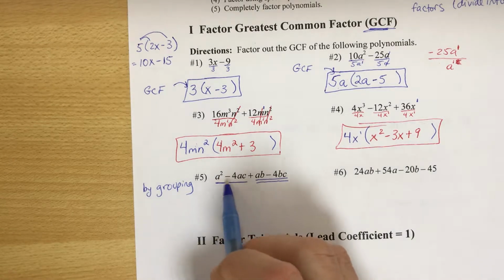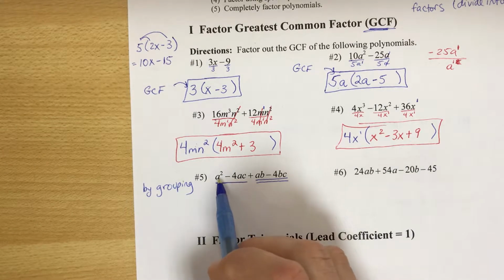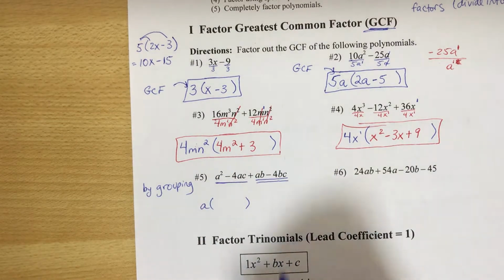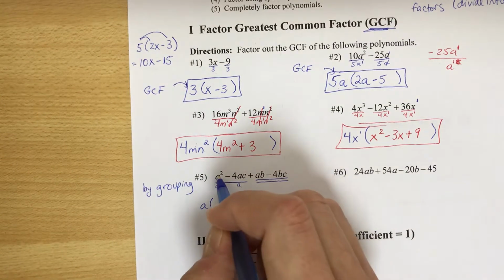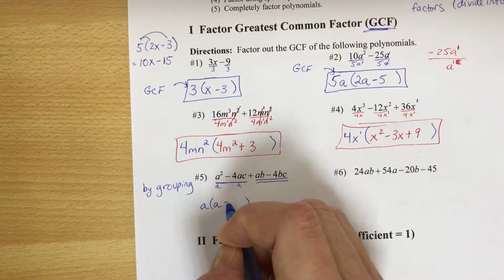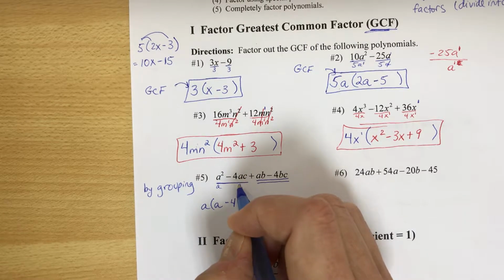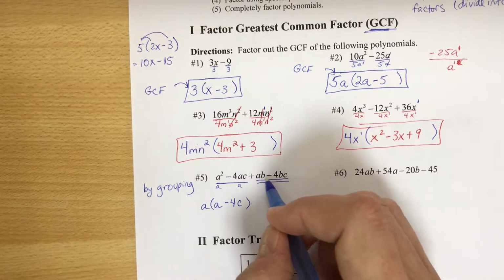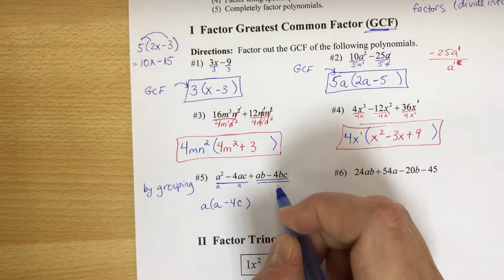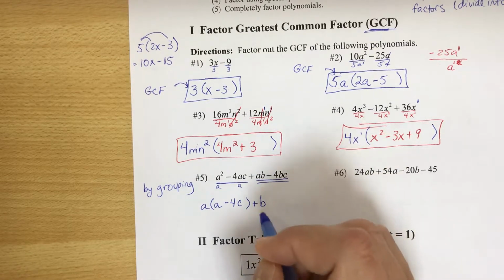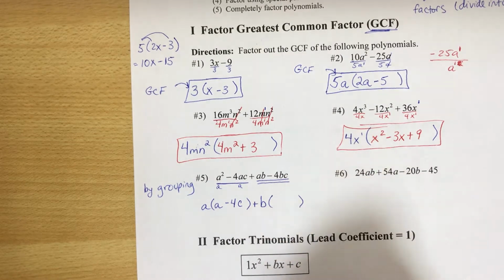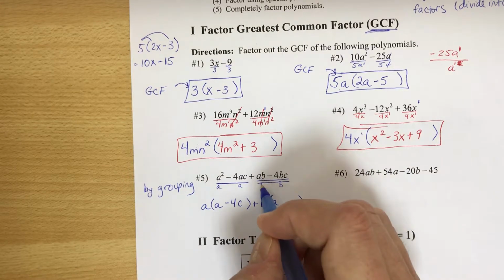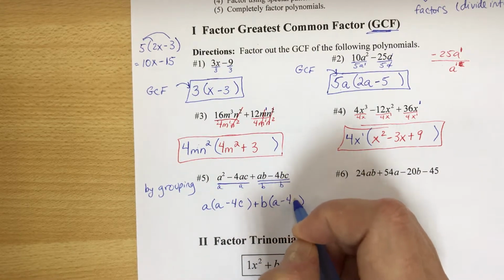Now what we'll do is look at the first pair and pull out that GCF. Both of these have a. So we pull the a outside parentheses. If we divide by a, this would become a to the first minus 4. The a's would reduce, so it would be minus 4c. That's what's left. Now in the second pair of terms, both of these have b. So I'll take out positive b. Now let's see what's left. If we divide out b, this would just be a, because these reduce, and this would be minus 4c.